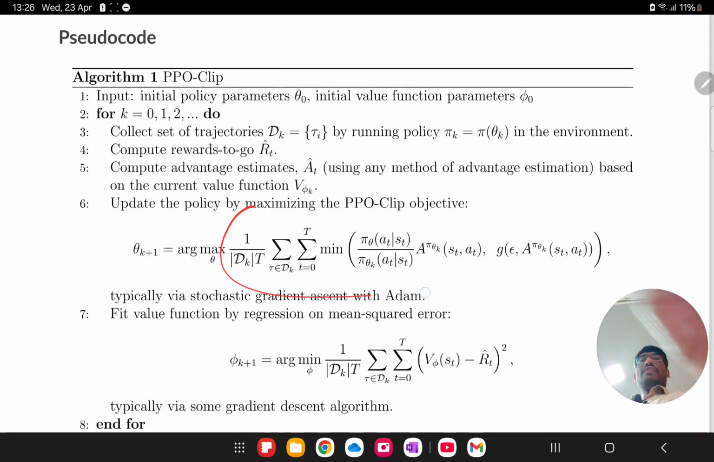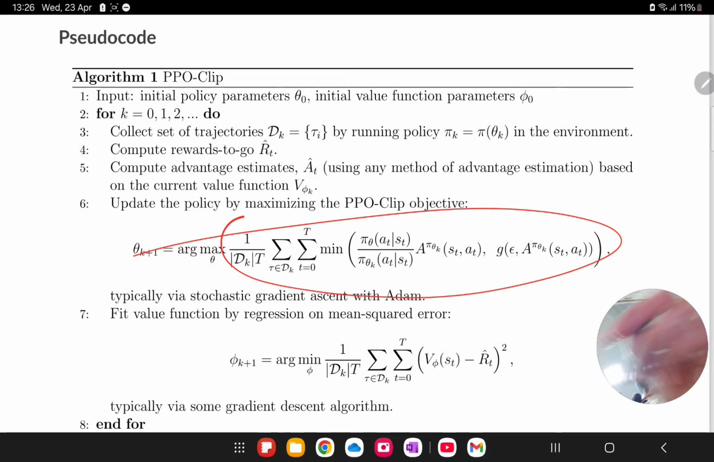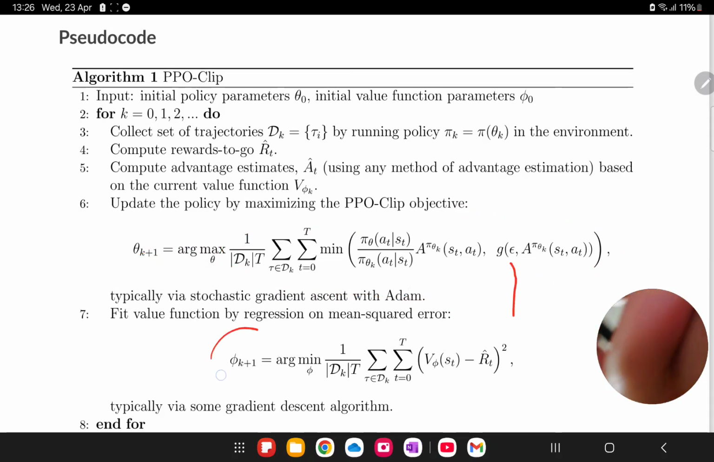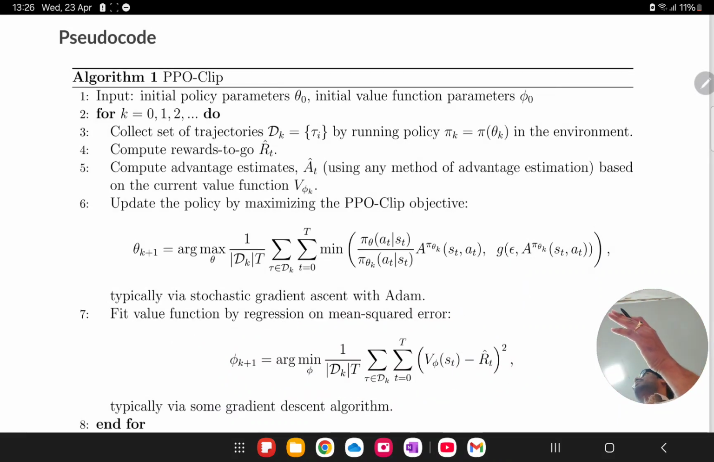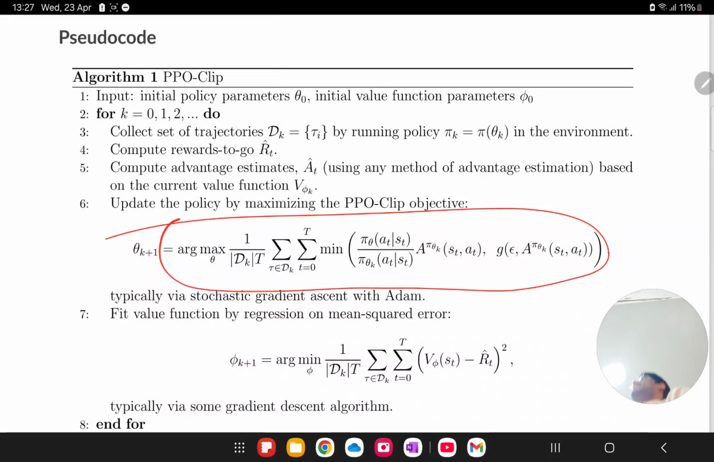Now you will do gradient descent, or gradient ascent, because you want to maximize, with respect to this loss function. In parallel, you will also train your advantage function. We know how to train a value function for a given policy: you just do mean square error minimization using SGD. So you are just maintaining an estimate of your value function. Based on that, you can calculate the advantage function also, and you do this gradient ascent with respect to this objective.